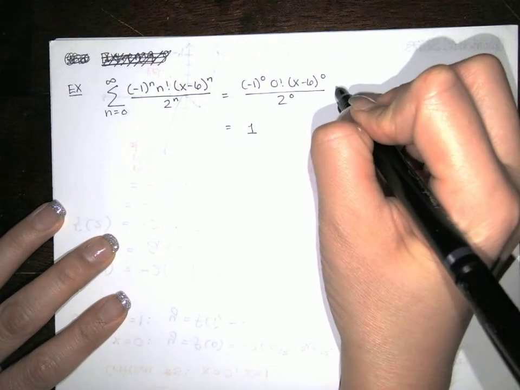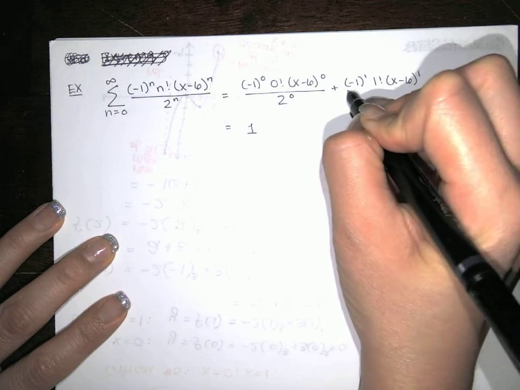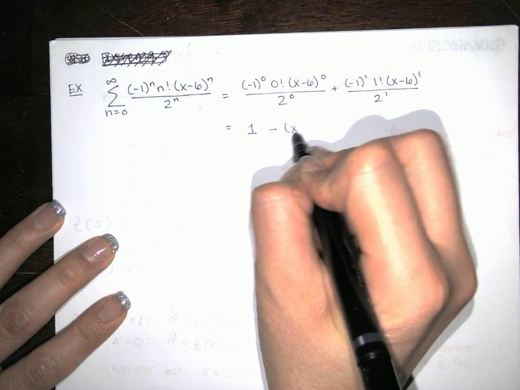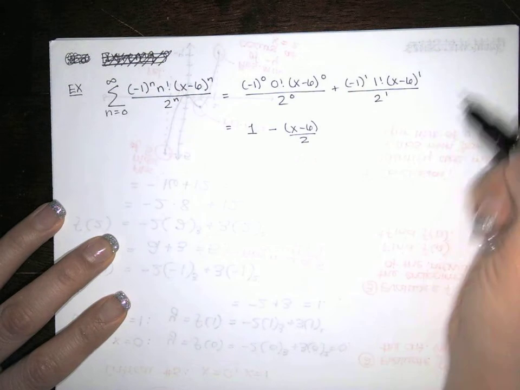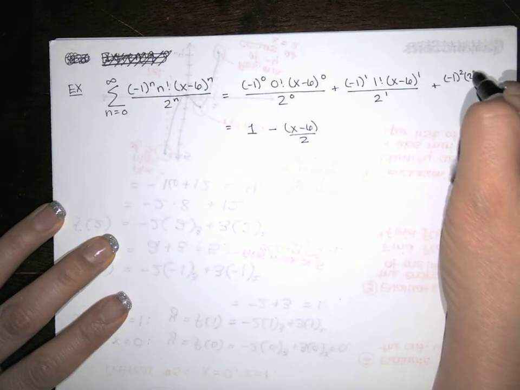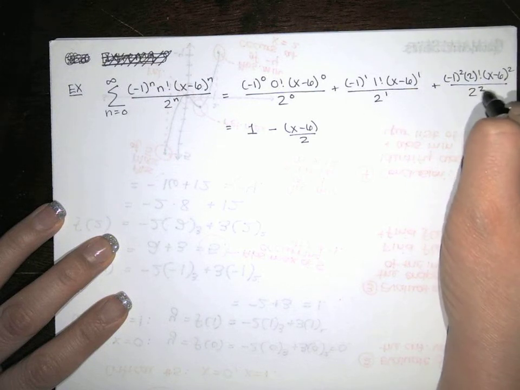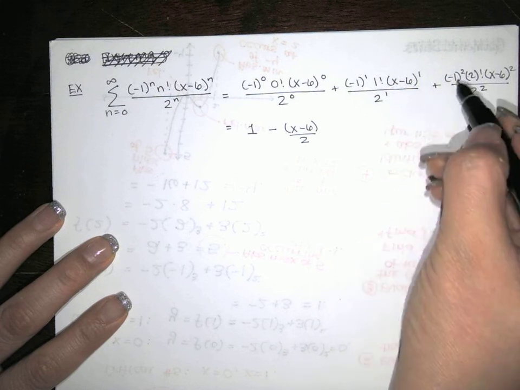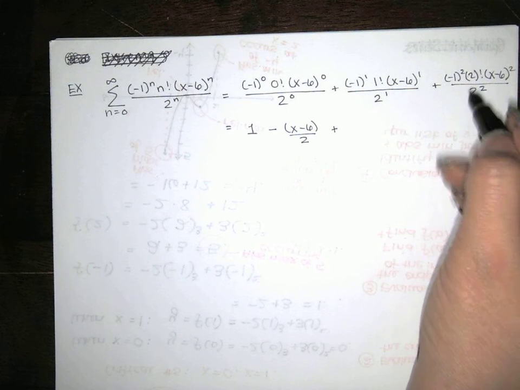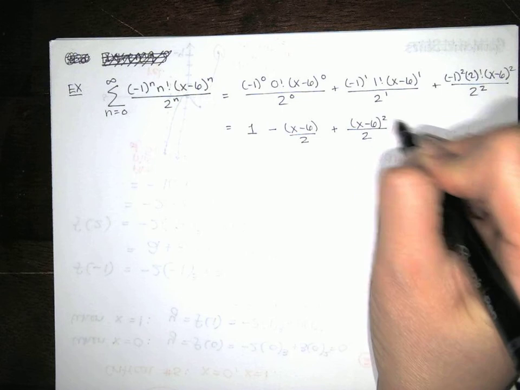And then when n equals 1, we get negative 1 to the first times 1 factorial times x minus 6 to the first, all divided by 2 to the first. That's going to give us a negative x minus 6 over 2. And then when n equals 2, we get negative 1 squared times 2 factorial times x minus 6 squared, all divided by 2 to the second. So I've got a negative 1 squared is positive 1. 2 factorial is 2. This is 4. 2 over 4 is going to reduce to a 2 in the denominator, and we've got an x minus 6 squared, and so on.